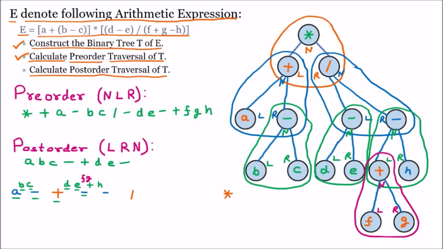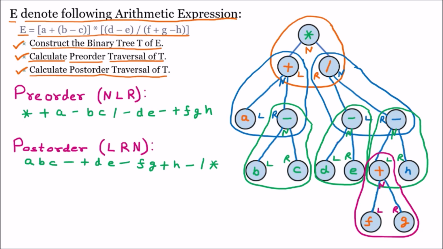So minus is placed here. Then F G. So F and G are taken. Then plus is taken, then H is taken, minus, then afterward divide and multiply. So divide and multiply. So this is the expression we have taken in the proper way. So this one is the post order expression. So this is how we have solved the third portion also.